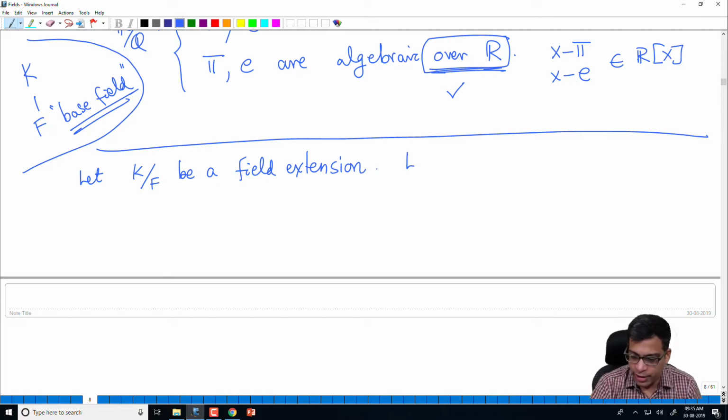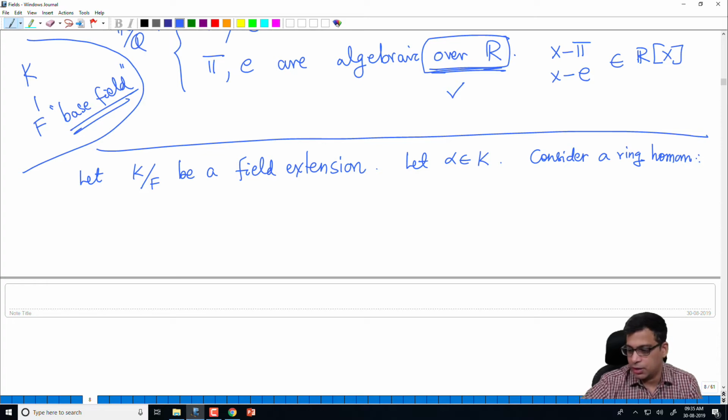Let us choose alpha in K. This is going to be very typical of many things that we are going to do. We start with the field extension and we pick an element in the bigger field. So what we want to do is consider a ring homomorphism, which we discussed earlier. We consider a ring homomorphism as follows.